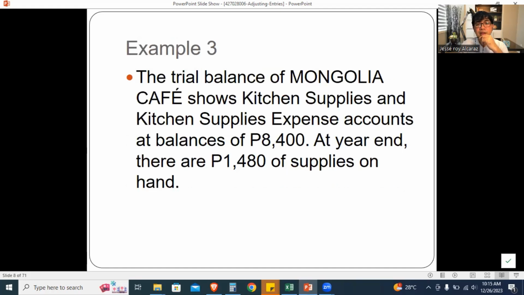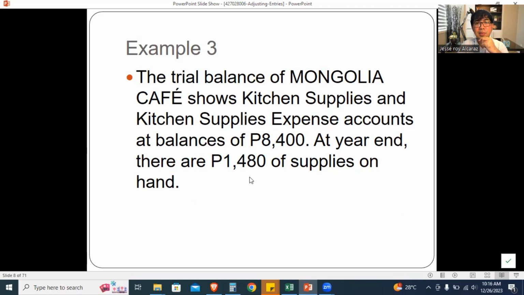Example number 3, the trial balance of Mongolia Cafe shows kitchen supplies and kitchen supplies expense accounts at balances of 8,400. At year end, there are 1,480 of supplies on hand. Okay, mao na siya kung ang giingon ganina nga this is an instance wherein naa tay supplies nga naka-record, and then ang additional information for the adjusting entry is ang nabilin. So, naa tay 8,400 nga na-record. Okay. And then, at the end of the period, naa tay 1,480 nga bilin.